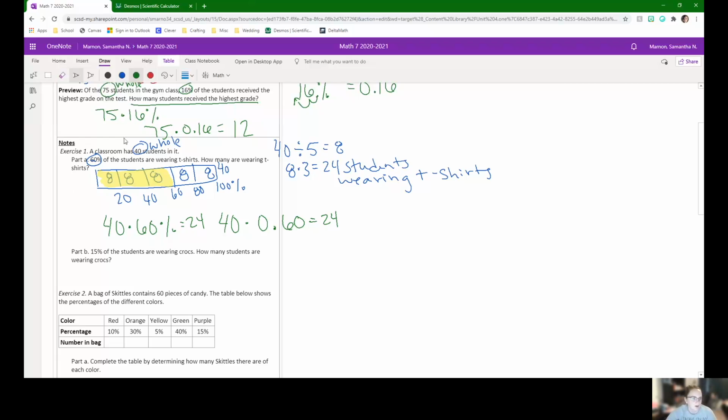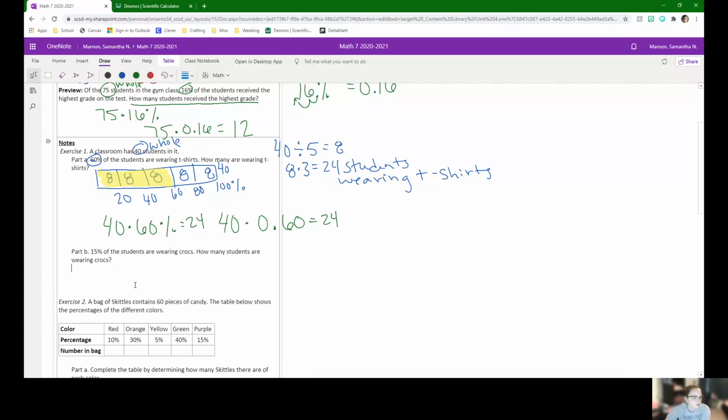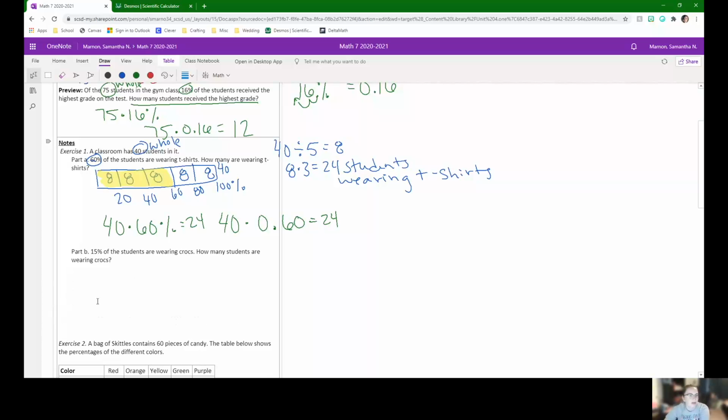So let's look at part B. I'm going to give myself more room. Instead of a tape diagram, I'm going to try doing a double number line for you guys. So 15% of the students are wearing Crocs. So we're still talking about these 40 students total. How many students are wearing Crocs?